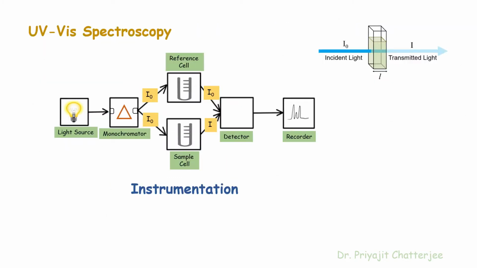If we consider the instrumentation of the spectroscopy, firstly we will focus on the light source. Here the lamp produces light of 200 to 800 nanometer wavelength, and this range is similar to the wavelength of UV visible light, in which 200 to 400 nanometer specifies the UV light and 400 to 800 nanometer is the wavelength of visible light, which is visible to the naked eye.